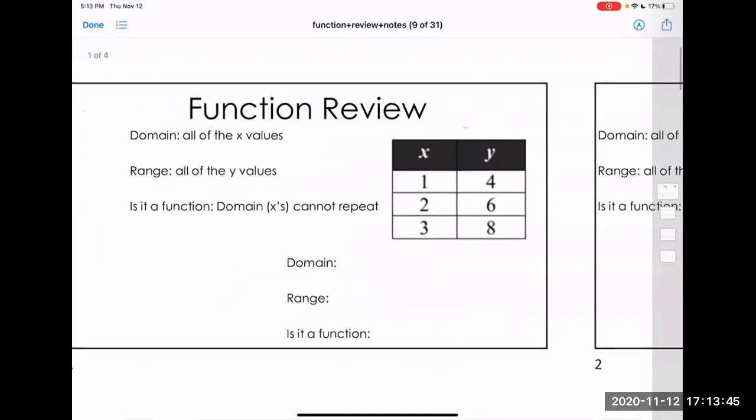All right, so I'm going to go over the questions from the review part 2. The first one was a function review. It was reminding you what domain and range were. Well, domain is all of the x values. So remember, we use the fancy brackets and then we write it in numeric order and we don't repeat anything, which you'll see in the next one.